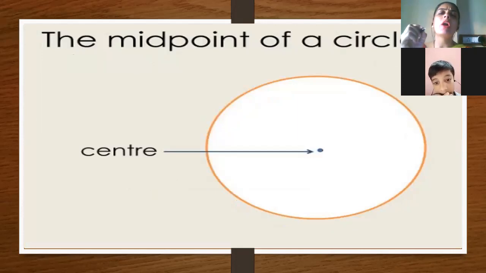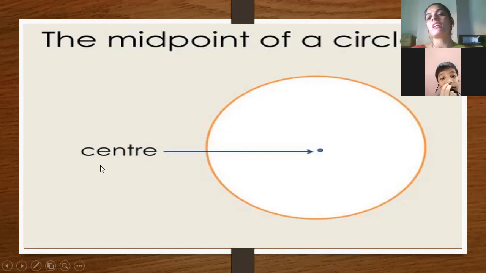Now the midpoint, where we start drawing a circle, that is the center. This midpoint of the circle is called the center.